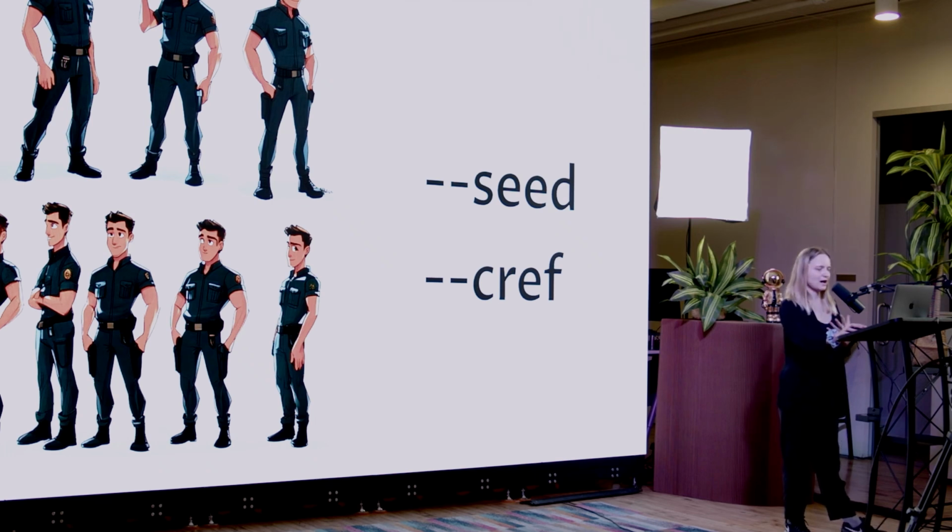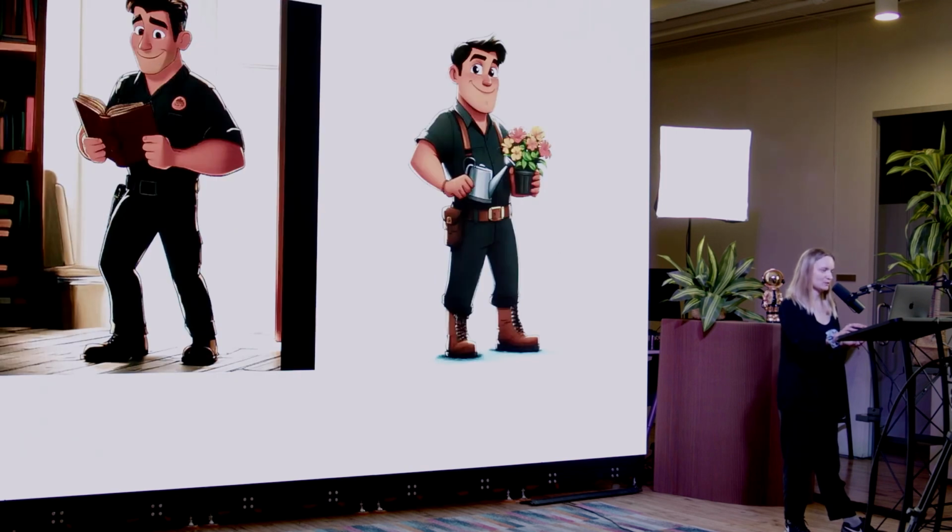Once we have this sheet, we go to Photoshop and then cut out each pose so we can later on drop it off in Midjourney. And then we will ask Midjourney to refer to these poses to create another pose, but with the same character. And this is an example. So now our character is reading a book and watering flowers.